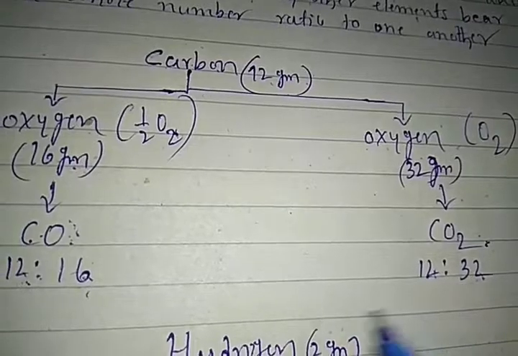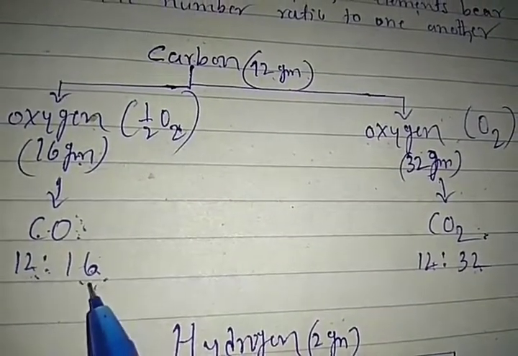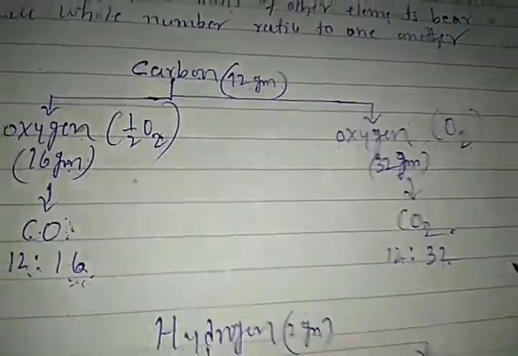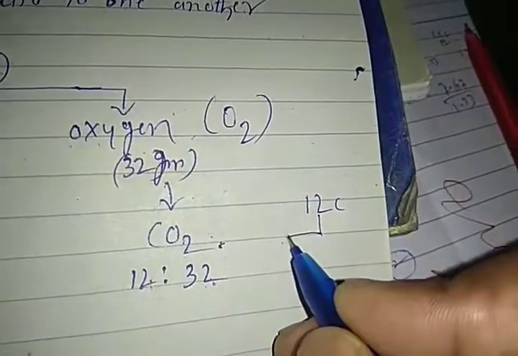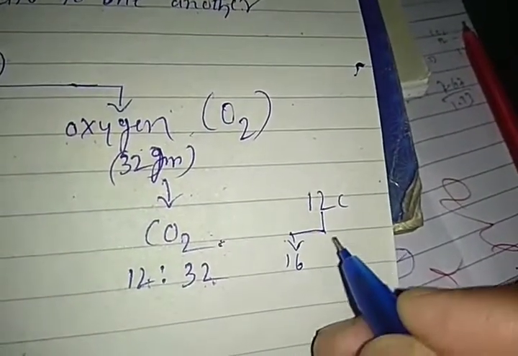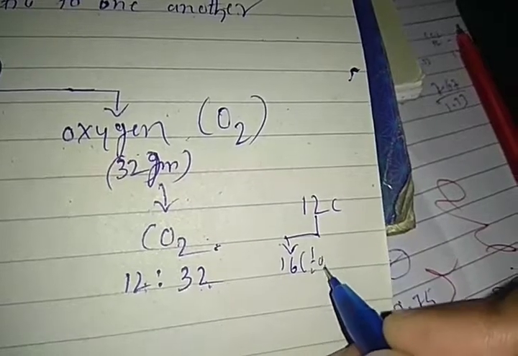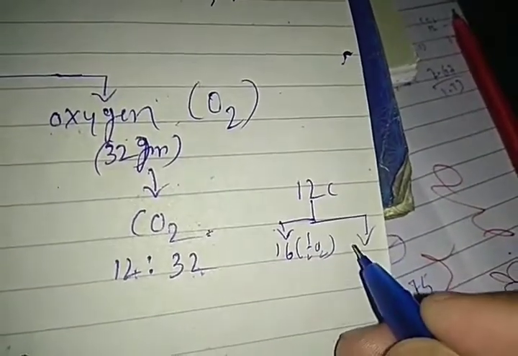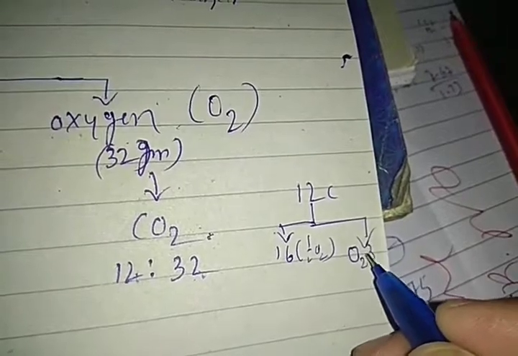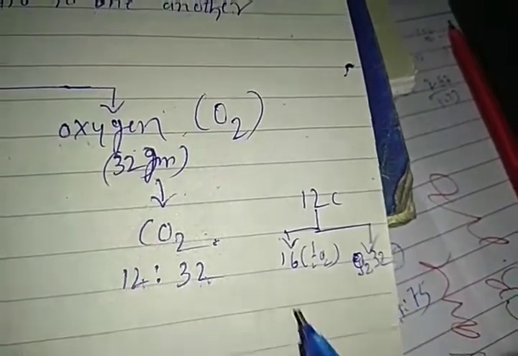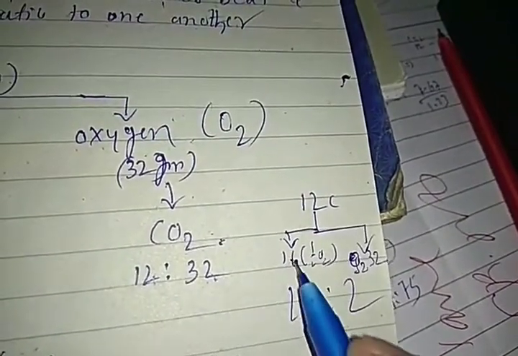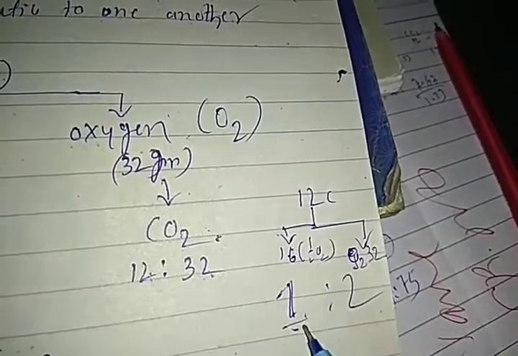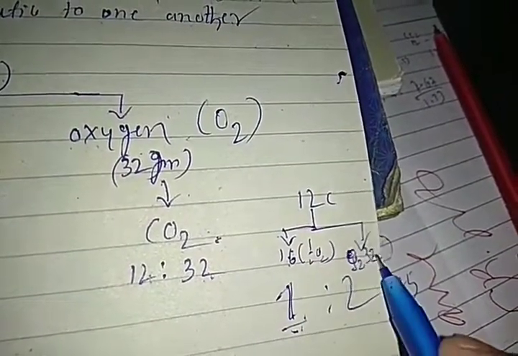When you compare, one mass is constant here. It means, friends, the 12 gram of carbon mass is fixed, which reacts with 16 gram of oxygen, and one more time reacts with 32 gram of oxygen. The simple whole number ratio is 1:2. One mass is 16, the other is 32 gram. The simple whole number ratio is the law of multiple proportions.